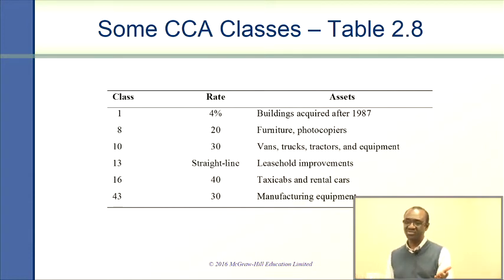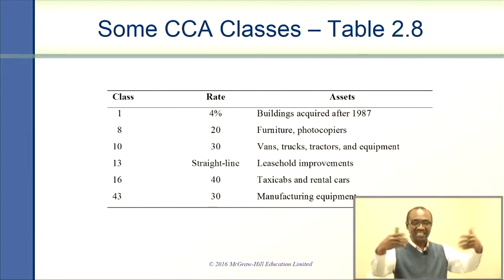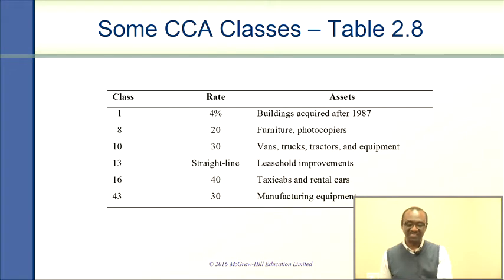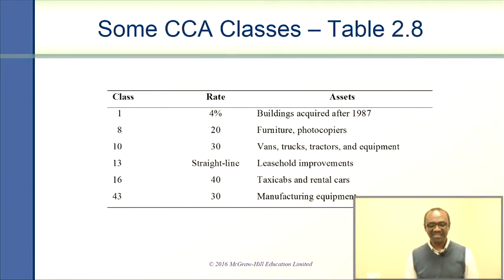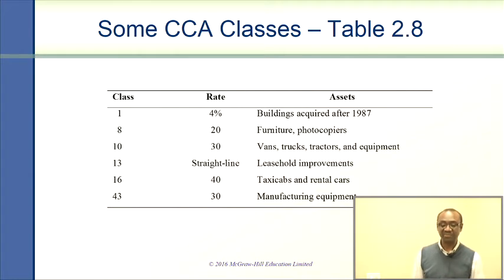So say, for example, you just rented an open space, and all the partitioning and everything you put in to make the place ready for its intended purpose will be an example of a leasehold improvement, and that is subject to straight line, so over the useful life. We have class 16, which is at 40%. Again, this includes taxi cabs and rental vehicles. And then lastly, we have class 43, which is at the rate of 30%, and this includes manufacturing equipment.